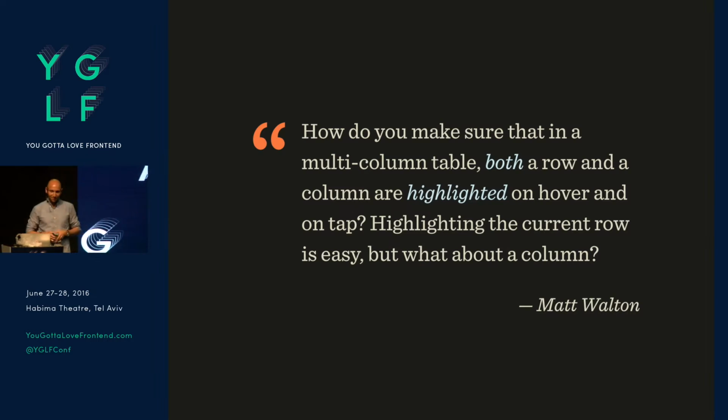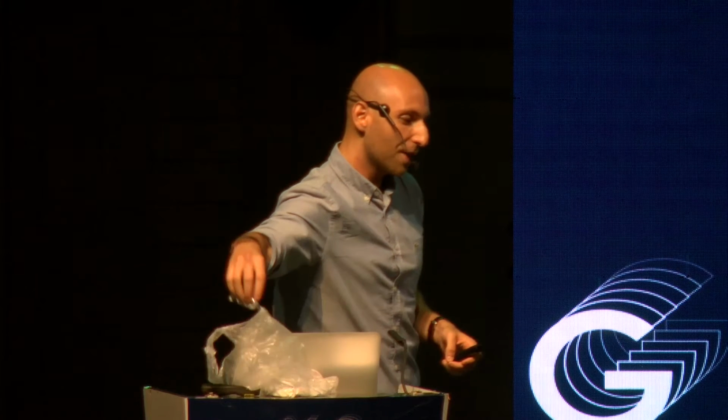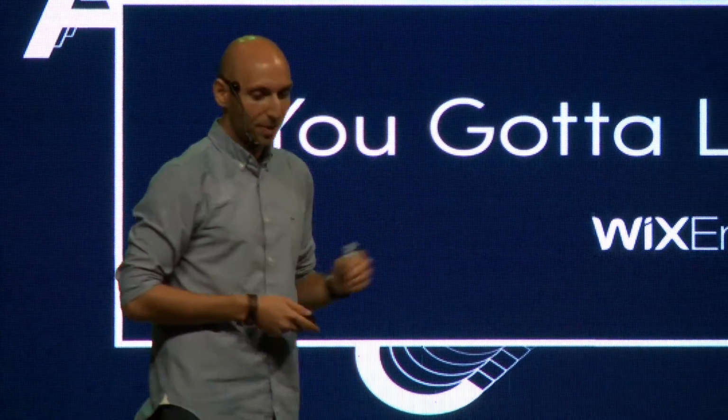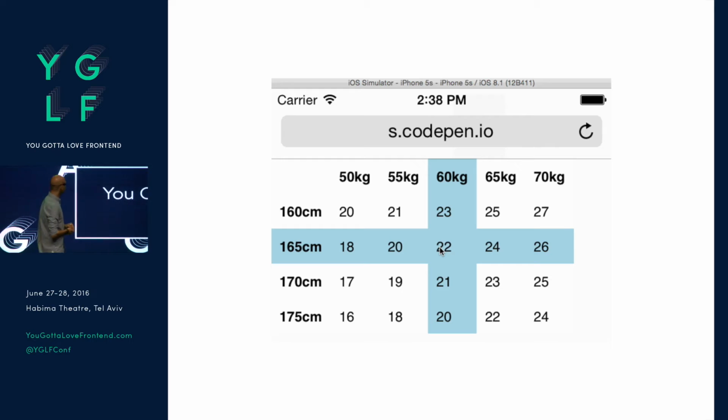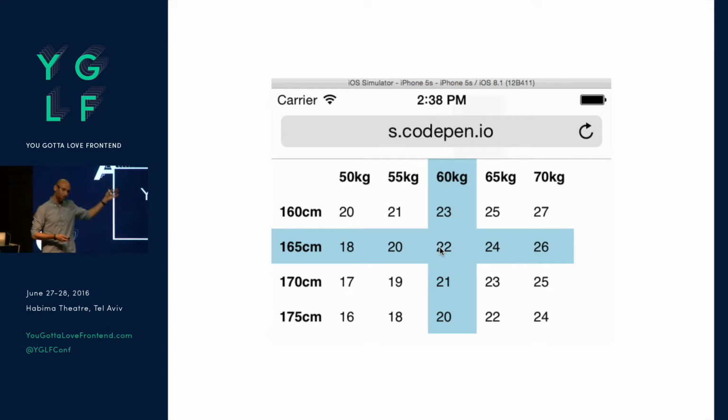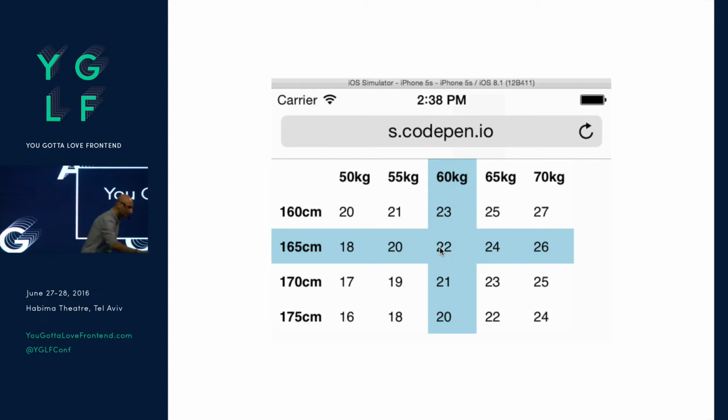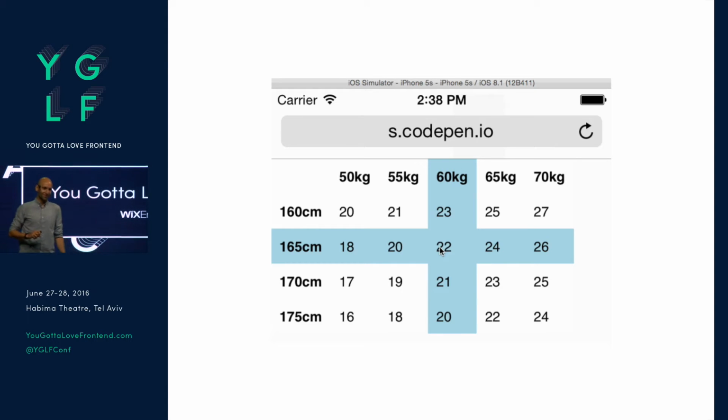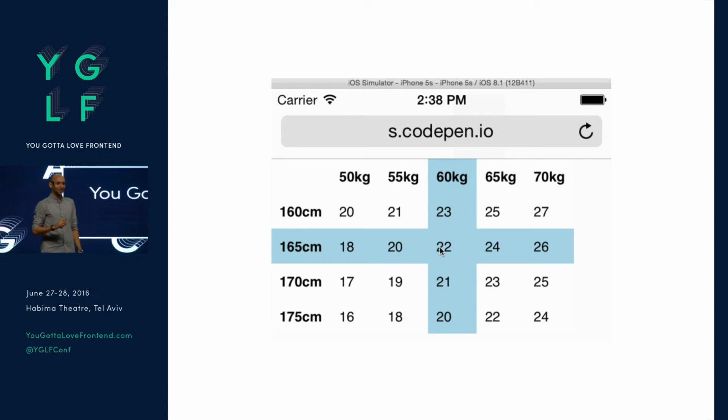Okay, here's another one. So how do you make sure that in a multi-column table, both a row and a column are highlighted on hover and on tap? Now, highlighting the current row is not a problem, but what about a column? This is what you want. You have a table, you tap on one of the cells, you want both the column and the row to be highlighted without JavaScript. Colgroup, all right, anything else?